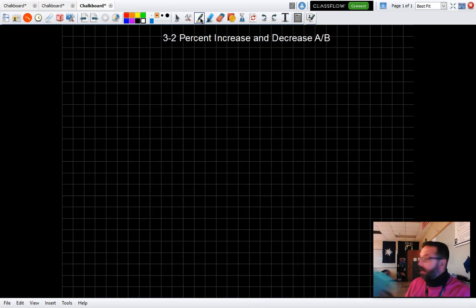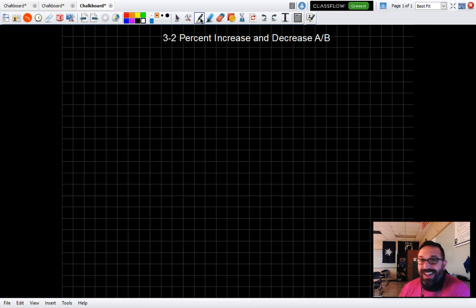Now remember, everything we're doing is basically revolving around this green sheet that says percent increase and decrease. But we wrote two formulas on the back, okay? And that is what we're going to talk about today.